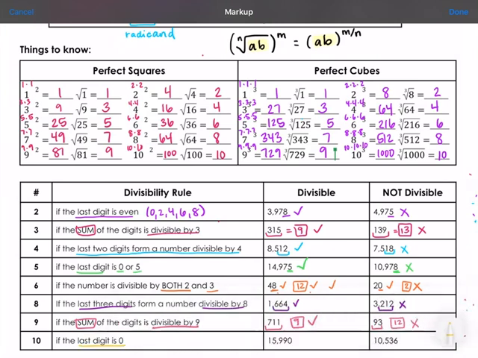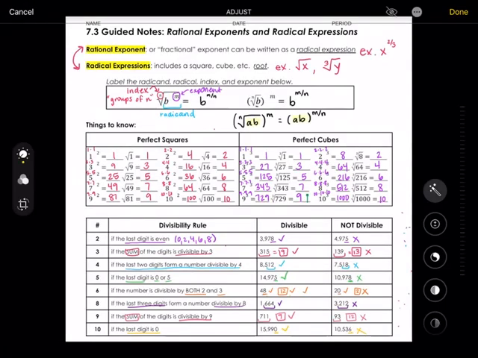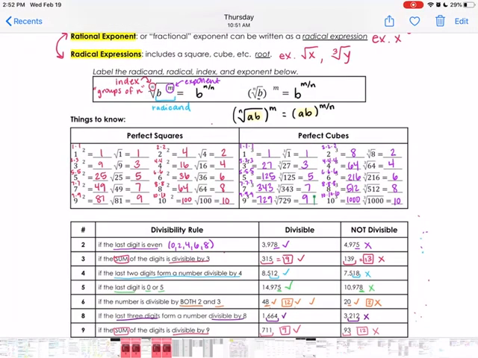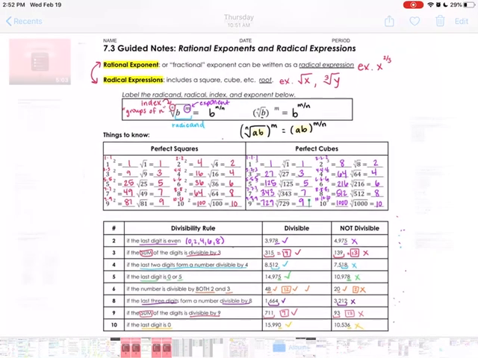And finally, 10s, this one's pretty straightforward. We know a number is divisible by 10 if the last digit is 0. So 15,990 ends in 0, so it can be divided by 10. 10,536 does not end in 0, so it cannot be divided by 10. So those are just some really good things to know and keep in mind as we move forward.